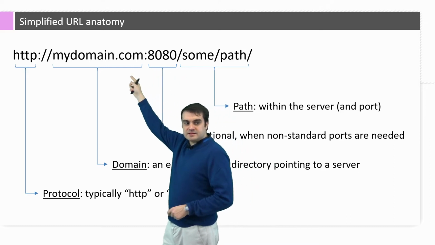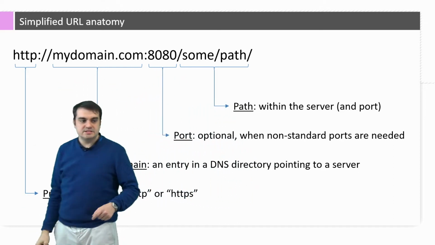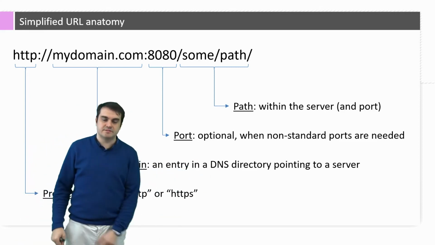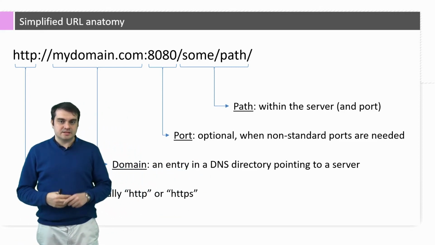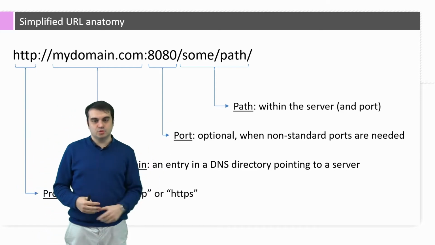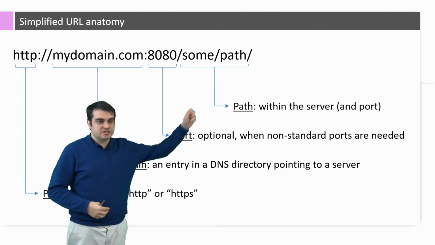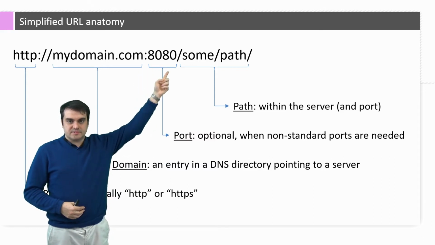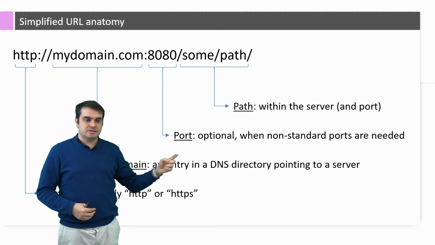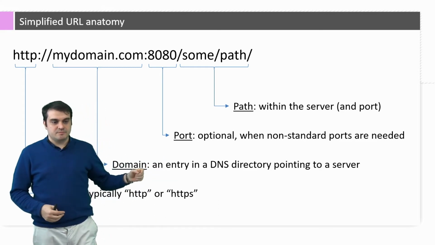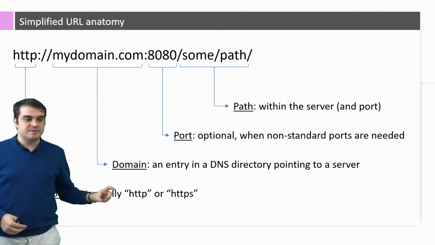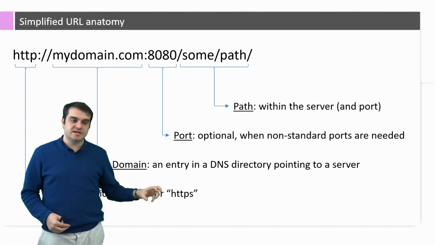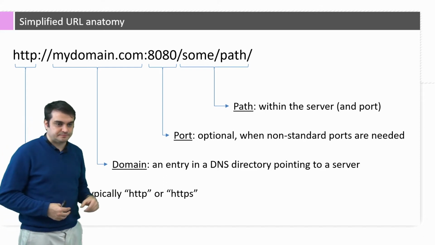Then we might find the domain. A domain is just an entry in a DNS, domain name service directory, that points this name to a server which is then listening on a port, which we specify this way. This port is optional, because if we are using HTTP, it is assumed that we are using port 80, and if we are using HTTPS, we are using 443.